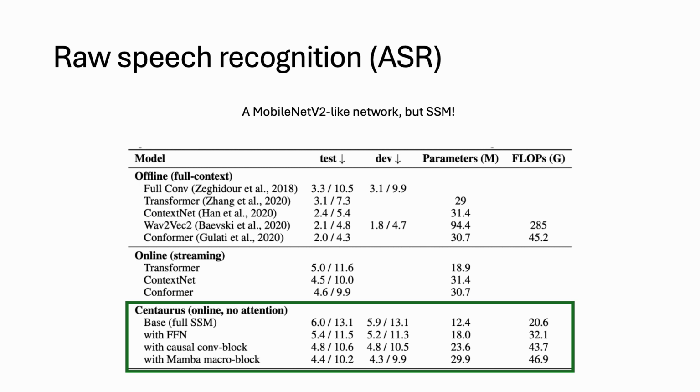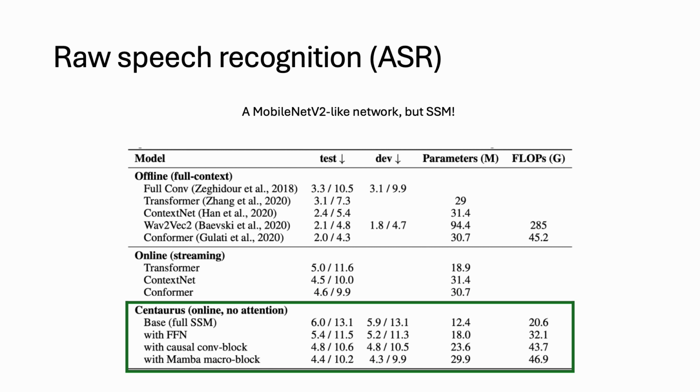Okay, so that was a lot of theory. Let me show you some empirical results. As I mentioned, we're basically taking inspiration from existing CNN networks. For example, here we take MobileNet V2 and convert it into an SSM. But instead of doing computer vision tasks like image classification, we can apply it to speech recognition, which is a form of sequence modeling, something that SSMs are very good at.